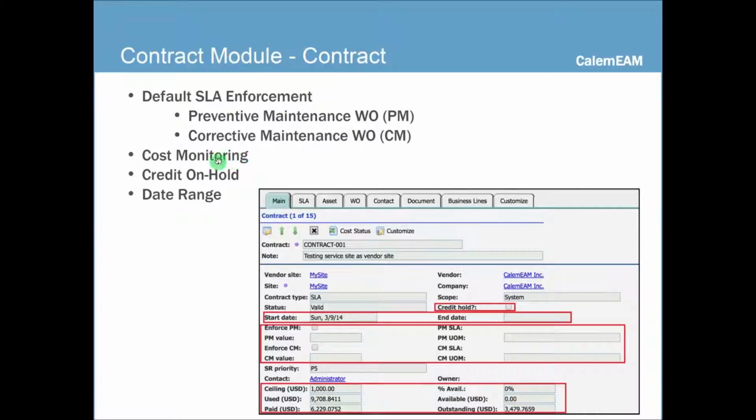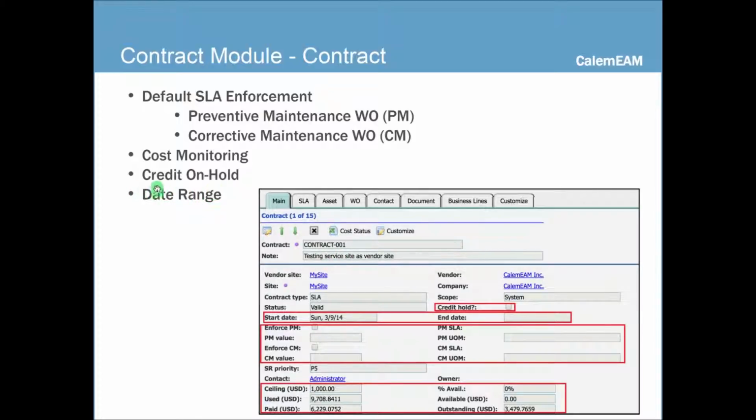And there's also cost monitoring, where you can define a ceiling cost for the contract, and then Calem can monitor the contract remaining values and raise a flag when the remaining value is below a threshold. There's also a credit flag: if credit is on hold for a site that you're providing the maintenance services to, and this flag is checked, all work orders under this contract would be put on hold and cannot be proceeded.